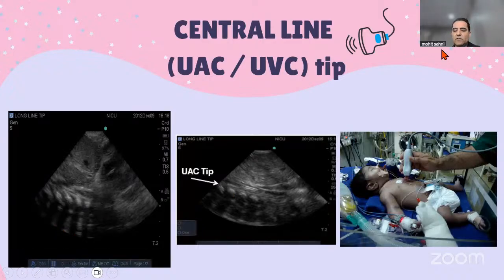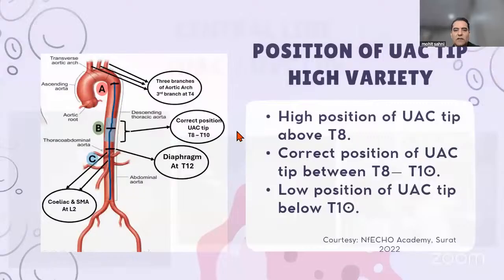So you will see this UAC as per the sidedness if the situs is maintained. Here you can see the whole aorta, the ascending aorta. This is the arch, 3 branches, and this is the descending aorta. Then the descending aorta is divided into 2. Just above the diaphragm, it is the thoracic descending aorta, and below the diaphragm, it is the abdominal descending aorta. So the correct position of the UAC tip is T8 to T10, as I just told you.